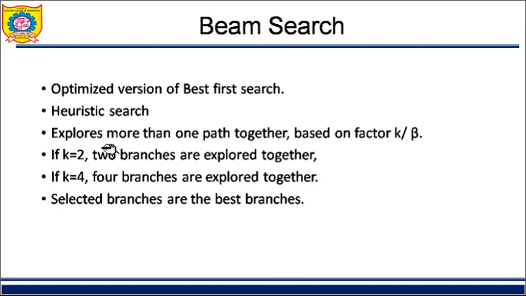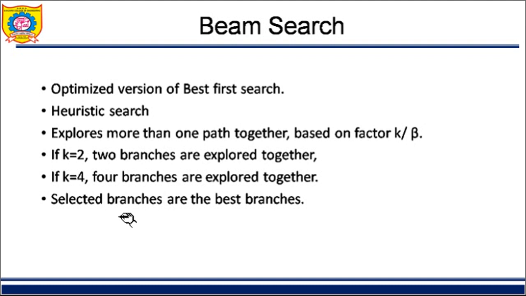Again, it explores more than one path together based on the factor K or beta. This K or beta is called the beam. In some books they use K, somewhere they use beta. It stands for beam. If K is equal to 2, 2 branches are explored. If K is equal to 4, 4 branches are explored. So how to decide? It depends sometimes on a trial and error method. For us, it will be given in the problem statement.